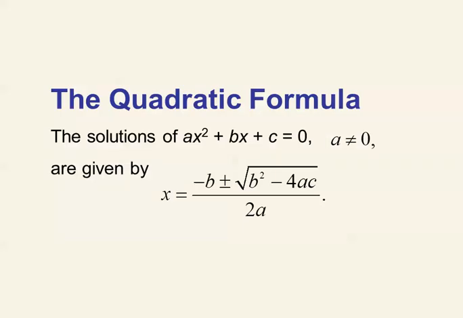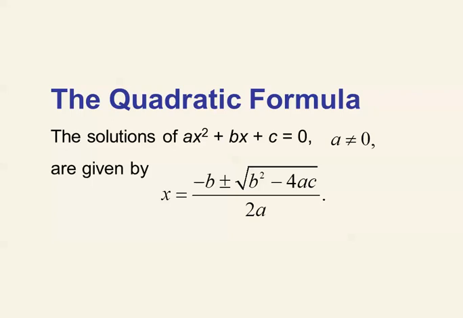So here is the quadratic formula. You have to have your equation in the form ax squared plus bx plus c equals 0. And there has to be a squared term. That's what a cannot equal 0 means. So again, everything on one side, 0 on the other. And then the coefficients a, b, and c are what get plugged into the formula.